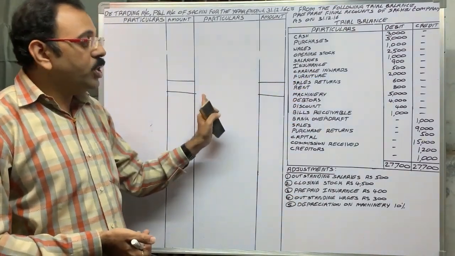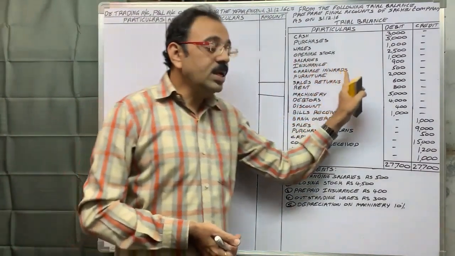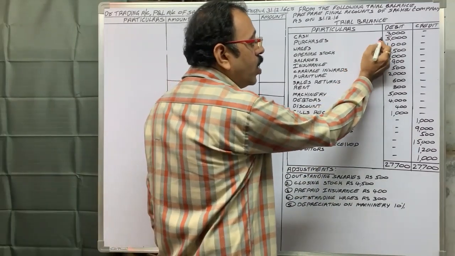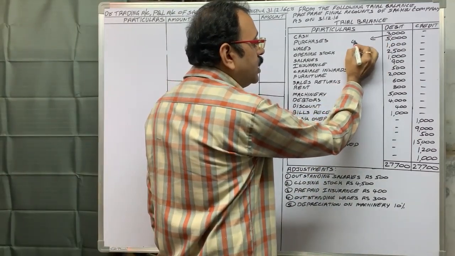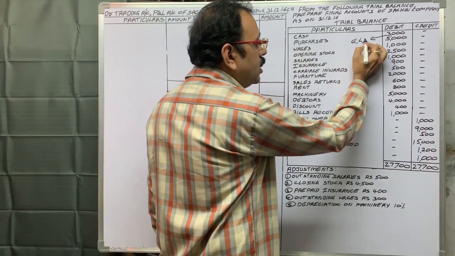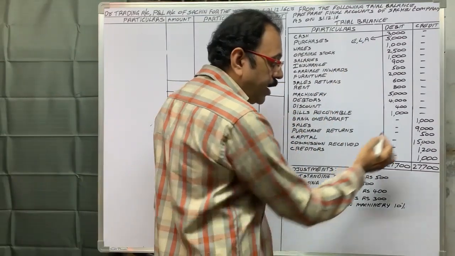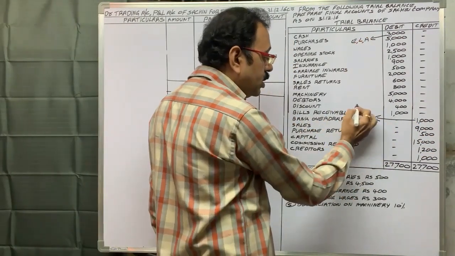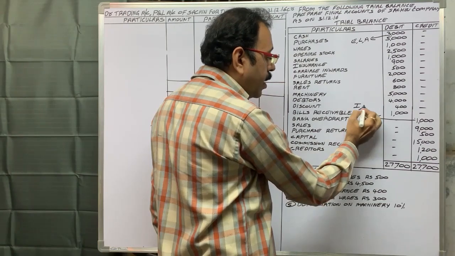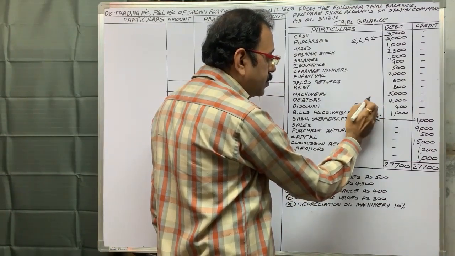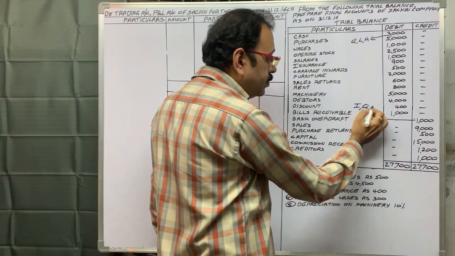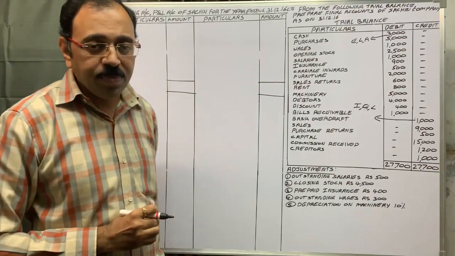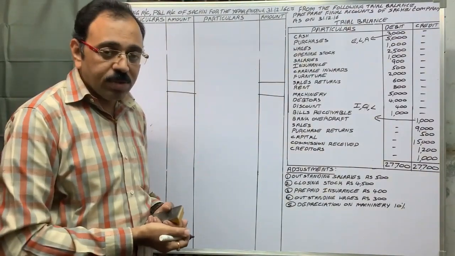Then, before starting the problem, let us recollect the trial balance rules. In trial balance, on the debit side what do we record? Expenses, losses, assets. And the credit side, opposite to this: incomes, gains, liabilities. These basic points we have to keep in mind. Now let us start the solution.